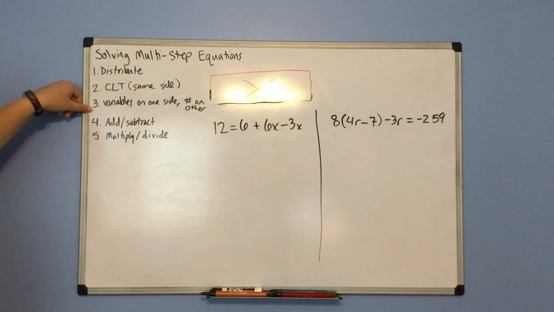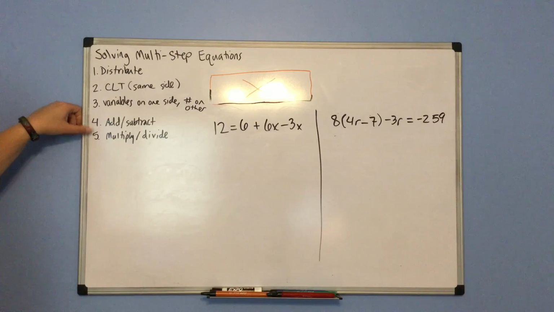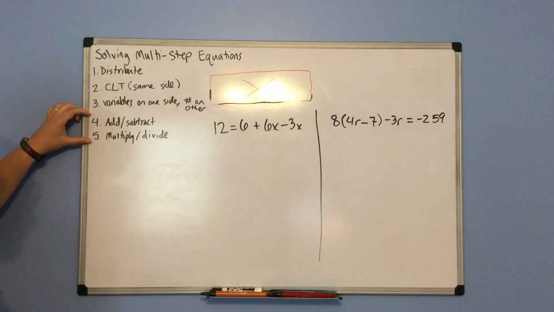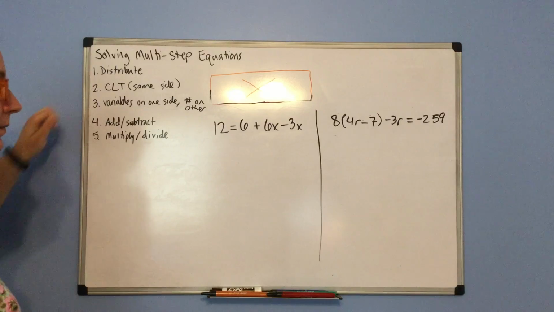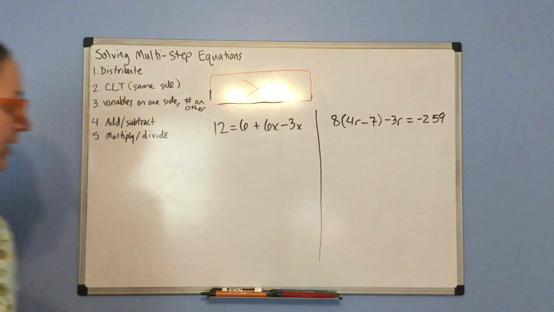Eventually, we want to get our variables on one side, number stuff on the other, so you might need to move some things to the opposite side by doing inverse operations. And then your last two things to get x by itself would be to add or subtract first, then multiply or divide. Notice that's backwards from the order of operations, and that's because we're undoing whatever's happening to the variable. Let's take a look at some examples here.